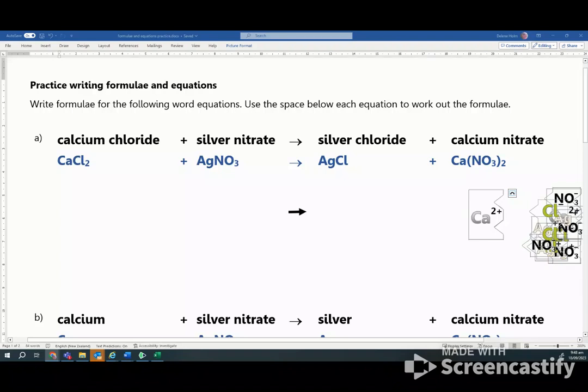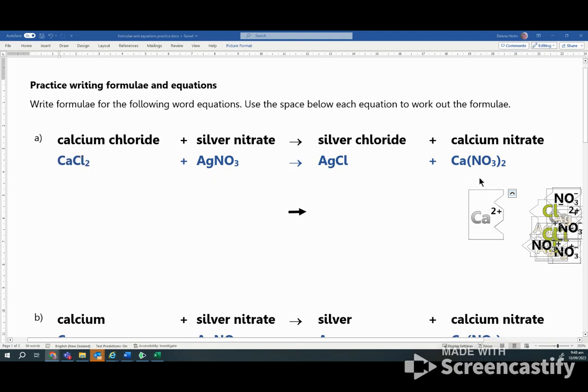Kia ora. Let's see how we can use the ions to work out formulae and equations. So my first example is a precipitation reaction of calcium chloride reacting with silver nitrate to form silver chloride and calcium nitrate. You'll notice I've just simply swapped the anions so that the chloride goes with the silver and the nitrate goes with the calcium.